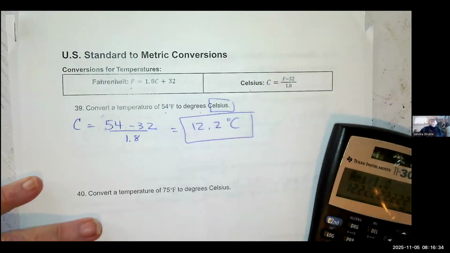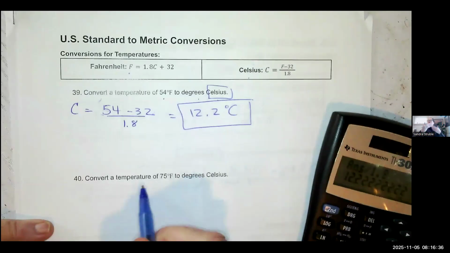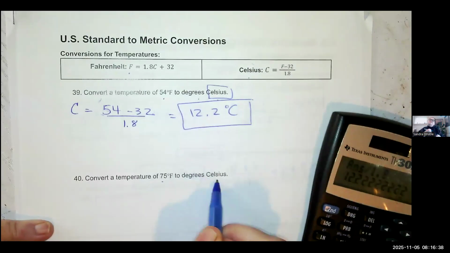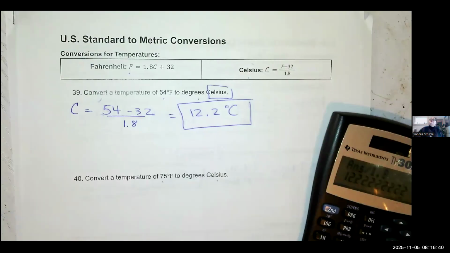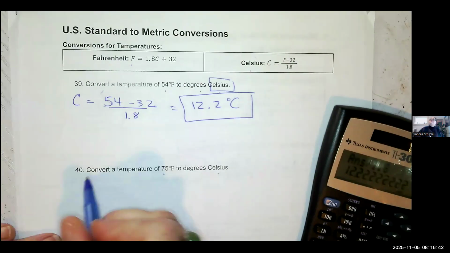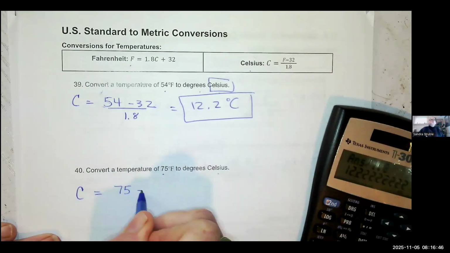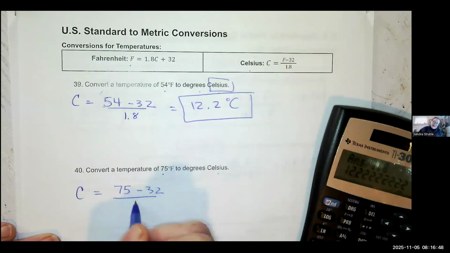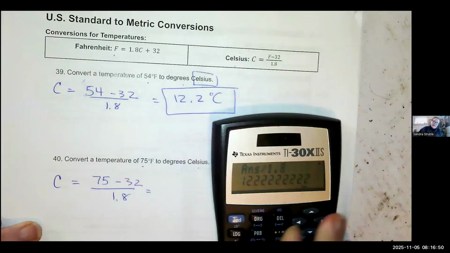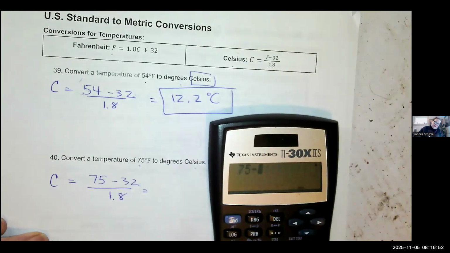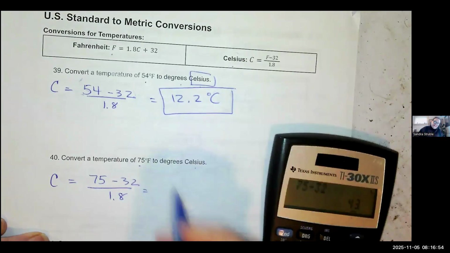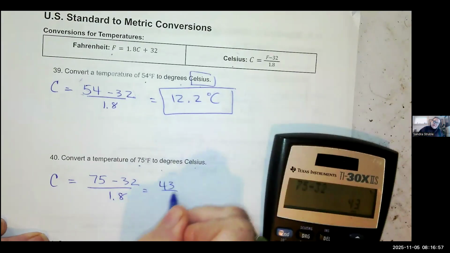Convert the temperature of 75 degrees Fahrenheit to Celsius. Pause the video, give yourself a chance to do this one, and then come back to see how you did. The Celsius is 75 minus 32 over 1.8. 75 minus 32 is 43. Just do this, make sure you're right. And then just divide that by 1.8.